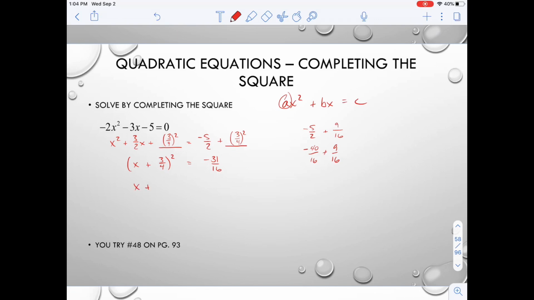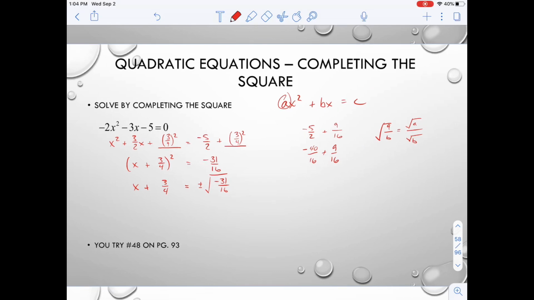We're going to get x plus 3/4 equals plus or minus the square root of -31/16. All right, I can simplify the denominator here and recall that if I have the square root of a fraction a over b, this is the square root of a over square root of b. So I can simplify that denominator. The numerator, I'm going to pull an i out, but I can't simplify the square root of 31.